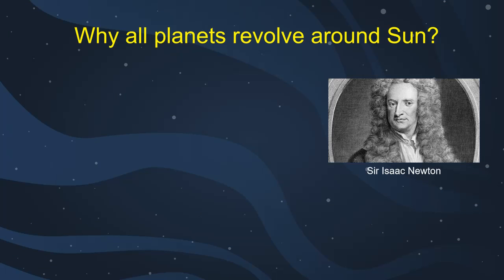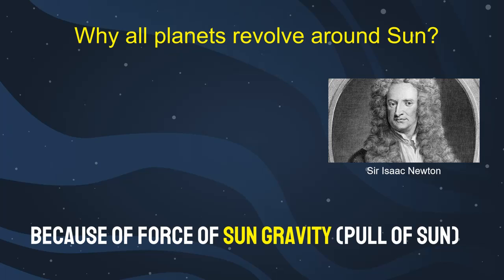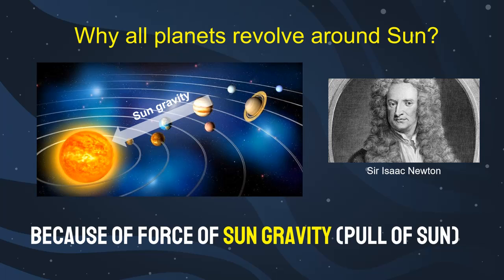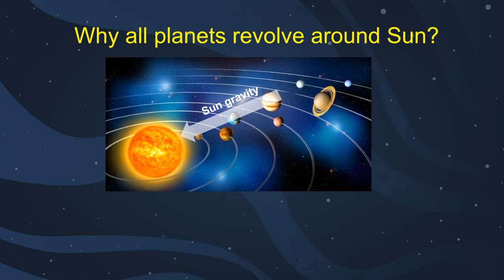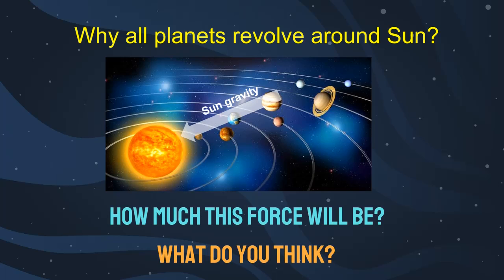Sir Isaac Newton told us around 1665 that it is the force of the sun's gravity which pulls towards the center. And this gravity is responsible for all the planets revolving around the sun. But the question comes: is this force sufficient to pull all these planets? We are going to see a few numbers related to that which can excite us. So let's start with what Newton's gravitation law is.